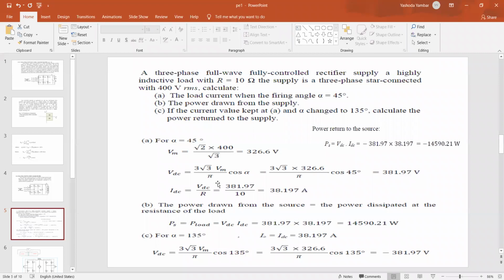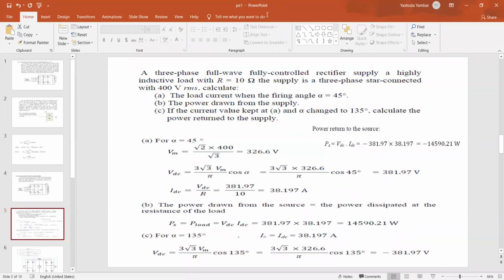Right, already we have done 3.14. You substitute your denominator. Yes, sir. 382.16. And alpha, what is the angle? 45 degrees. So with 45 degrees, now one simple question I am asking all the students. With 45 degrees firing angle, power transferred to the load is maximum or minimum?